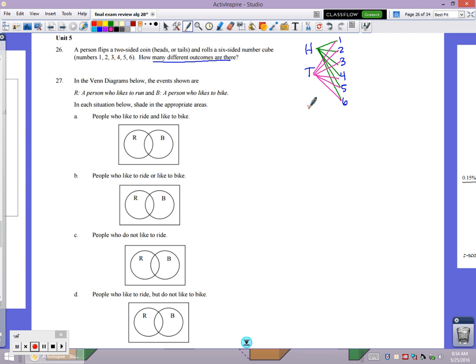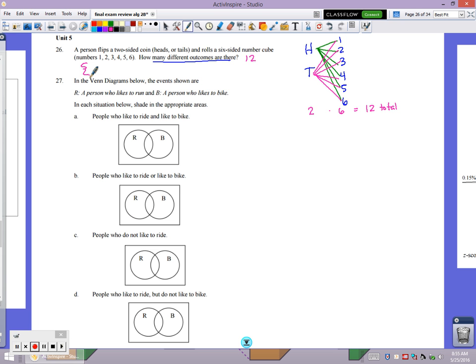And there's something called the basic counting principle. Here we have 2 options, here we have 6, multiply 2 times 6, and you get 12 total outcomes. So how many different outcomes are there? 12. Okay, I'm going to add one more question in there.